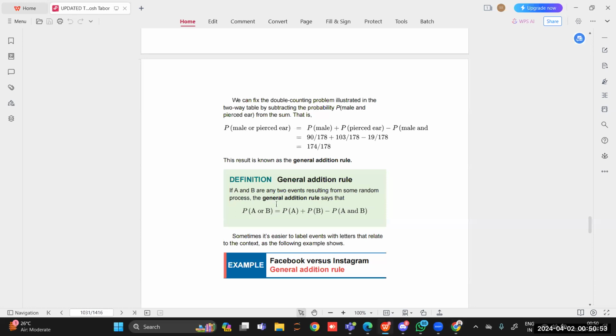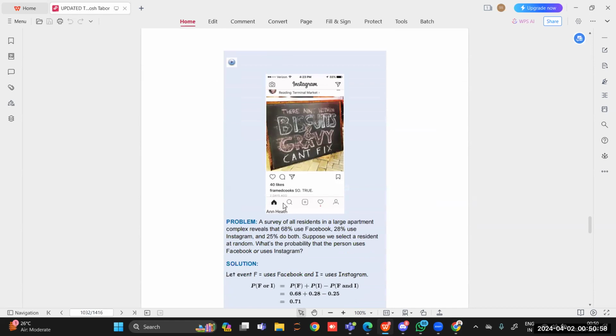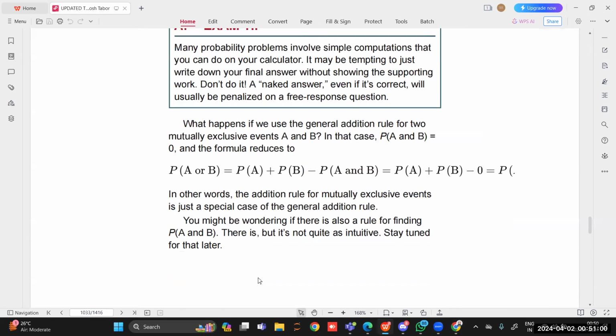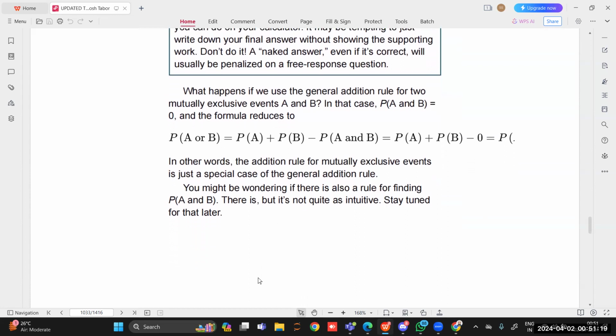We have completed the general rule of addition, and we completed the example yesterday. So many probability problems involve simple computation that you cannot do on your calculator. It may be tempting to just write down your final answer without showing the supporting work. Don't do it. A naked answer, even if it's correct, will usually be penalized on a free response question.